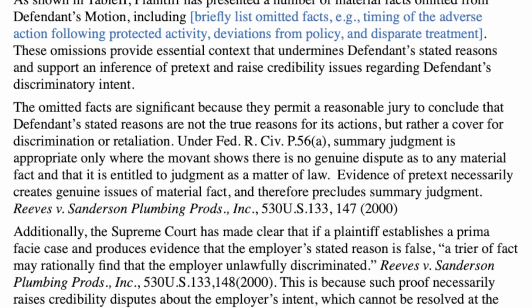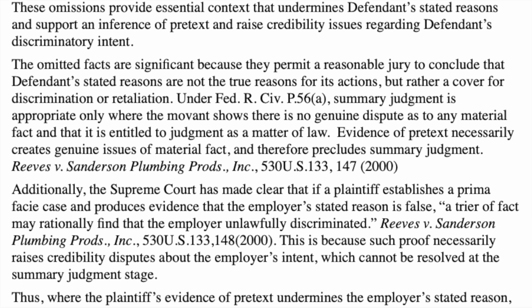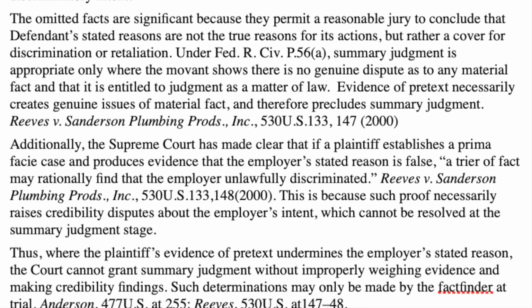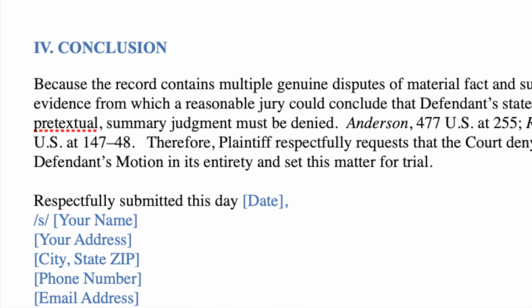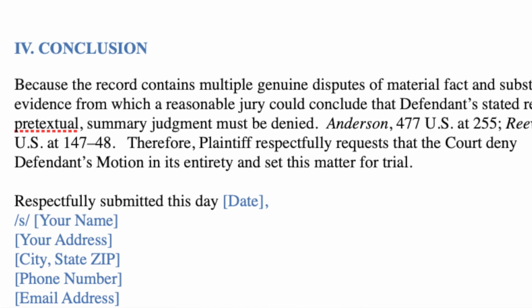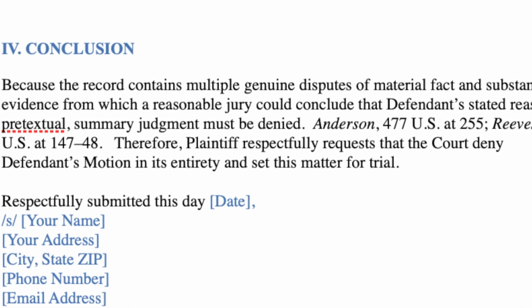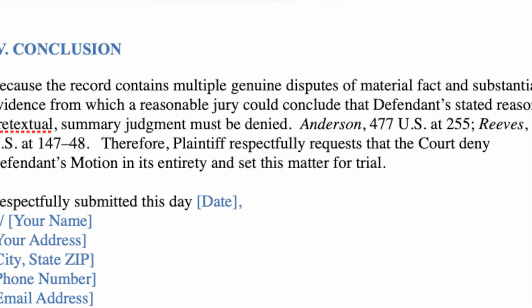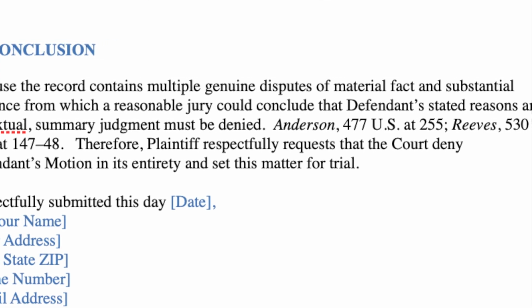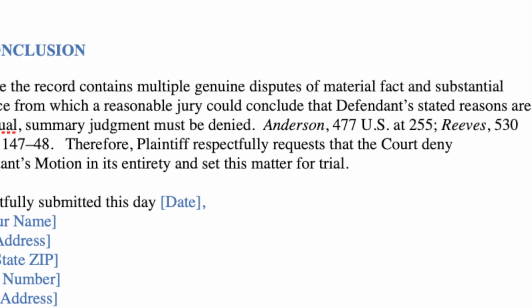Now, you might want to add more or flesh these arguments out more. That's up to you. But in mine, I kept it really simple. And once our arguments are done, we can say that based on our disputed facts and evidence of pretext, a reasonable jury could find in our favor at trial. Therefore, summary judgment is improper, and we request that our judge not grant our employer's motion.